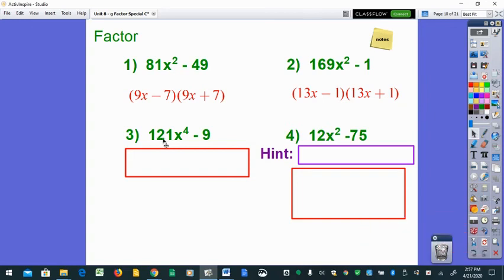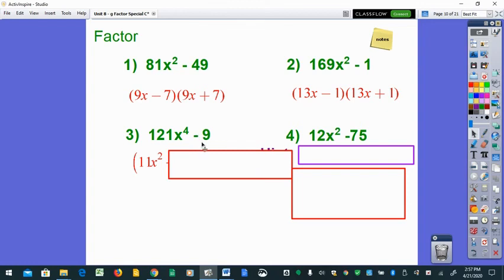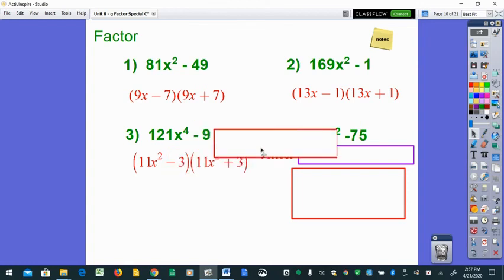Did you see 11? Ooh, a little tricky here. Well, how do I get something to the x to the fourth? It would be x squared times x squared. So the front is going to be 11x squared. One of them is going to be a minus 3, and the other one's going to be a plus 3.